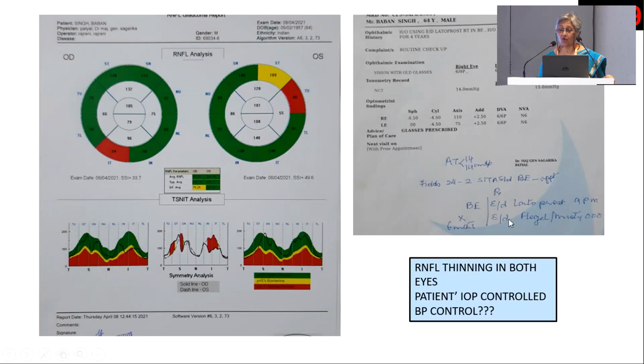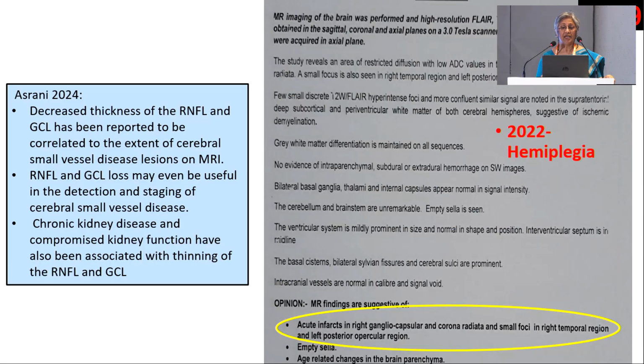The pressures were normal, the patient was on latanoprost. Then why is it that the patient has got a structural defect also appearing in the left eye? The IOP is controlled. Is the blood pressure under control? So imaging was done. The patient now suffered from hemiplegia. What is to be understood is that this patient had infarcts.